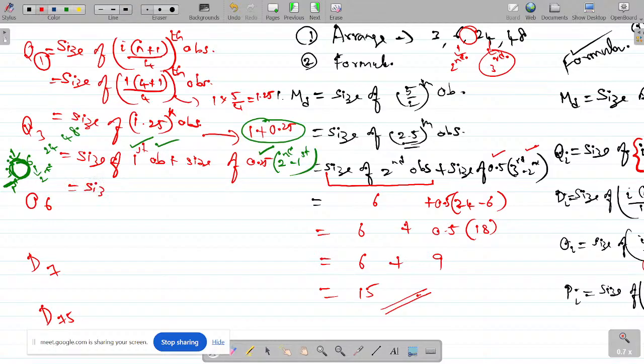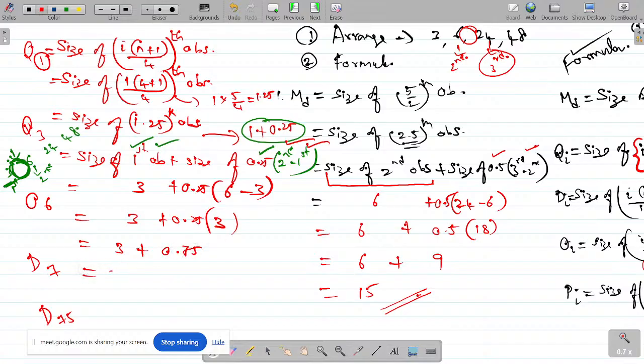So size of first observation, what is size of first observation? 3. First observation is 3, from the question I'm taking it. Plus size of 0.25 into what is second observation? 6. What is first observation? 3. So you subtract. So this is equal to 3 plus 0.25 of 6 minus 3. So 6 minus 3 is 3. So this is 3 plus 0.25 of 3, which is 0.75. So it's 3.75.